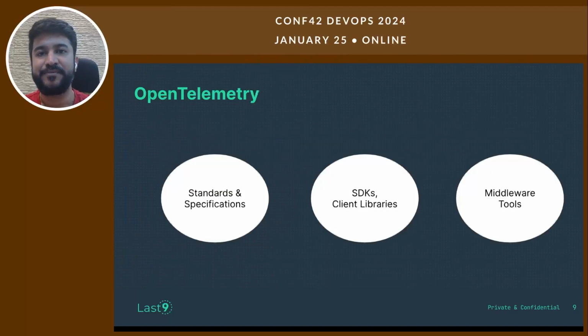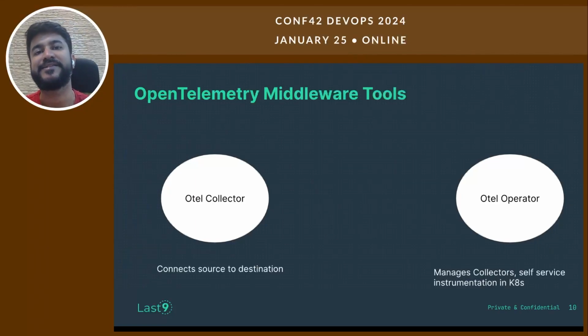So if you think about the OpenTelemetry architecture, there are standards, specifications, then there are SDKs and client libraries, and then there are tools which can help you collect this data, transform this, and then export it to storage backends. Now we'll touch upon the standards as well as SDKs, but let's look at the middleware tools because they play an extremely important role in the life cycle of how the metrics are collected and then finally shipped to the storage.